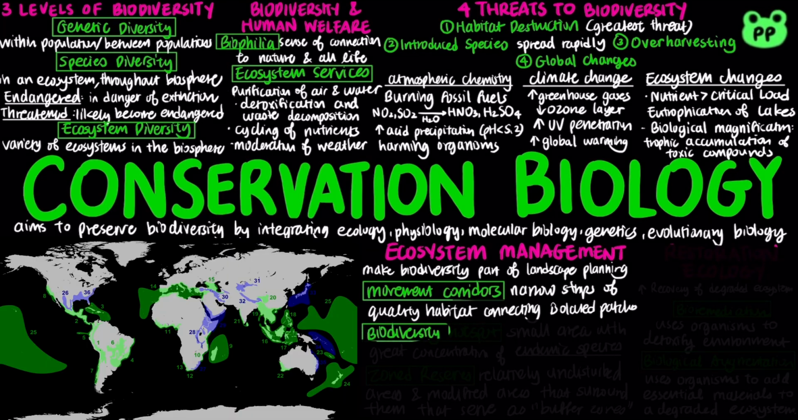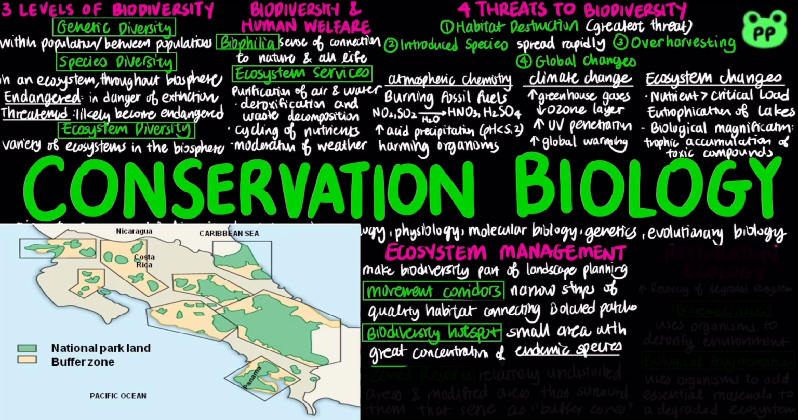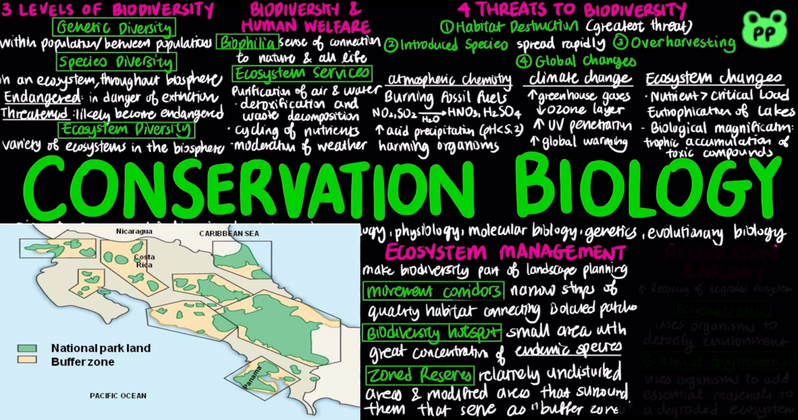A biodiversity hotspot is a relatively small area with a great concentration of endemic species and many endangered and threatened species. Biodiversity hotspots are good choices for nature reserves, but identifying them is not always easy. The zone reserve model recognizes that conservation often involves working in landscapes that are largely human-dominated. A zone reserve includes relatively undisturbed areas and the modified areas that surround them and that serve as buffer zones. Costa Rica has become a world leader in establishing zone reserves.